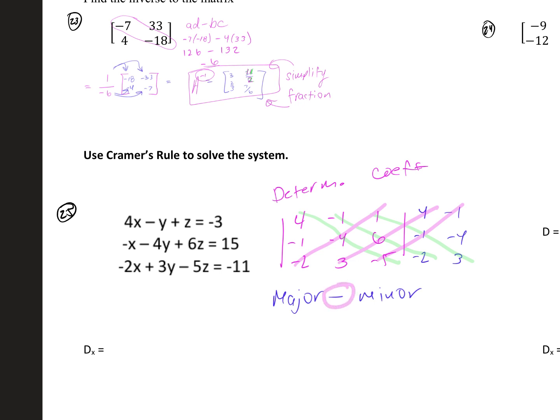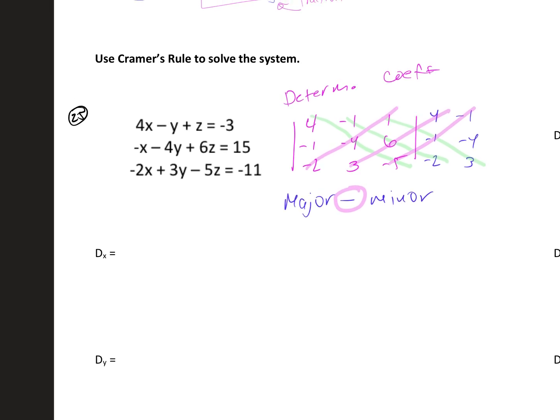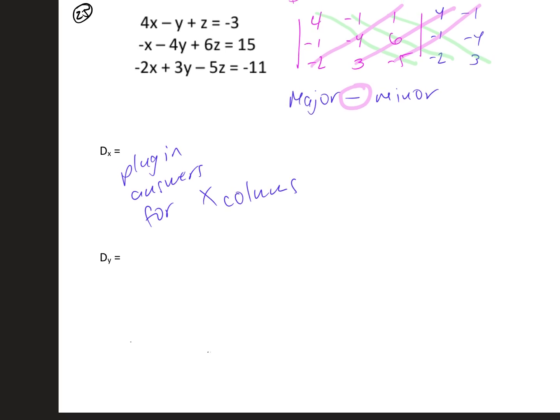Then you're going to do that for d sub x. Instead of the x column, what do you plug in? The solutions, the answers. So for here, you're going to plug in answers for the x column. What do you do for d sub y? You plug in answers for the y column. So you're going to just keep finding the determinants, but for whatever sub letter you're looking for, d sub x, instead of the x coefficients, you put the answers. D sub y, instead of the y coefficients, you put the answers. D sub z, instead of the z coefficients, you put the answers.